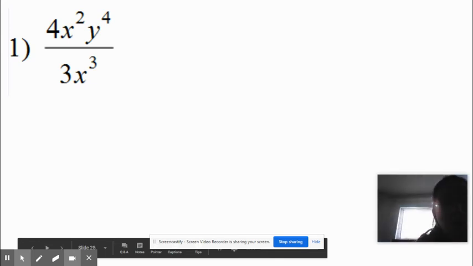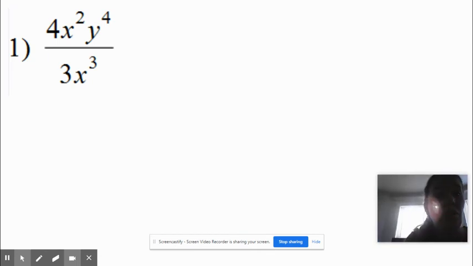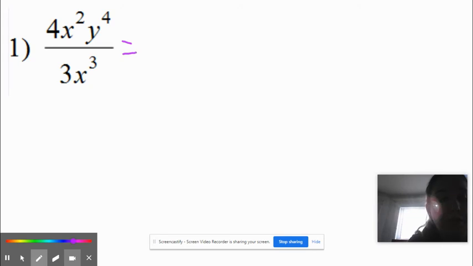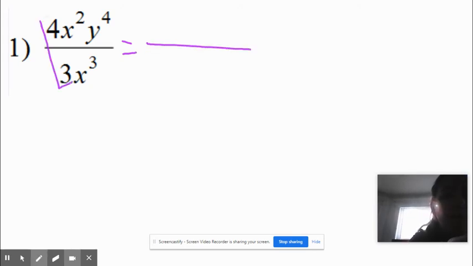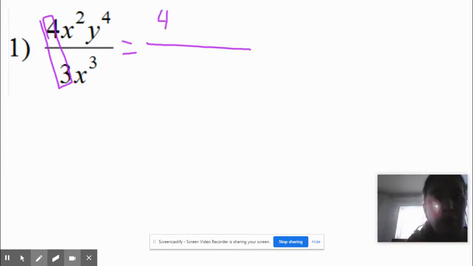Okay. So we have x's and y's. Just like combining like terms, we can't combine them together. So first of all, you look at your coefficients. There's the 4 and the 3. They don't simplify. They just come on over. So 4 and 3.